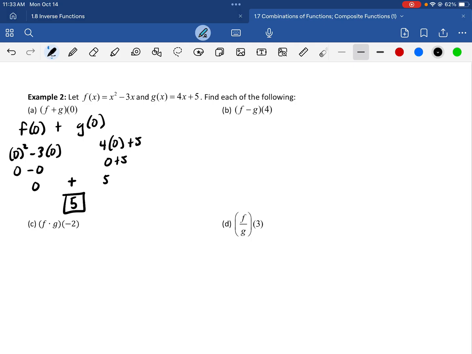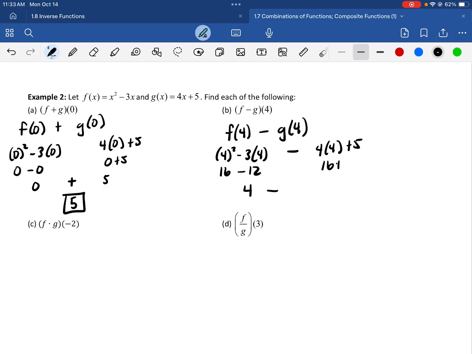F minus g of 4. So this really means f of 4 minus g of 4. So we're plugging in 4 into function f, and we're going to simplify it. And then we're going to do the same thing for function g. And ultimately, we're going to subtract whatever we get for both of these. So this is going to be, what, 16 minus 12, which is going to be 4. And this is going to be 16 plus 5, which is 21. So 4 minus 21 gives us a negative 17.